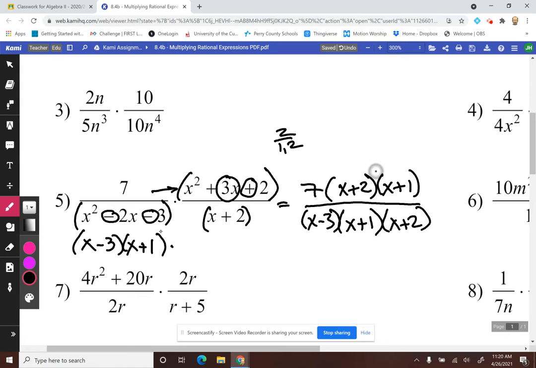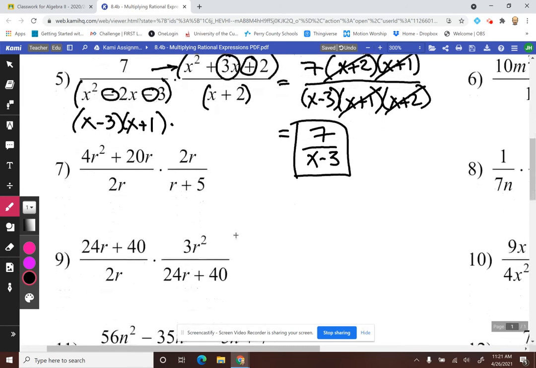Now I'm going to cancel out my x plus 2 because I have a set of them. I'm going to cancel out my x plus 1 because I have a set of those as well. And notice the only thing I have left is 7 over x minus 3. So this would be our answer, okay? This would be our most simplified answer because there aren't any more common terms. There are no greatest common factors that we could pull out. So this would be our answer for number 5.